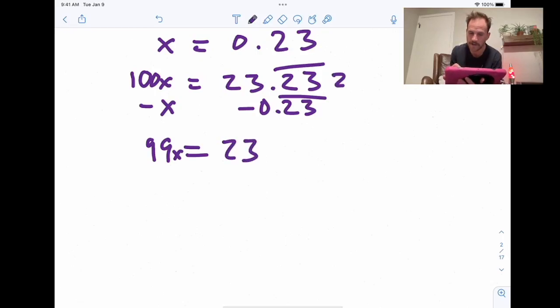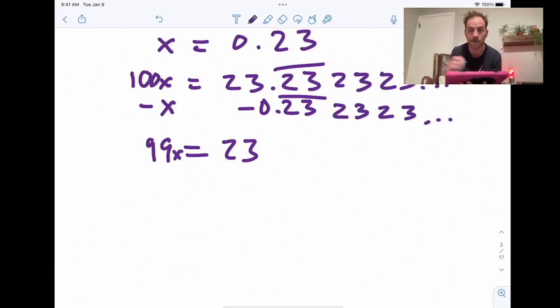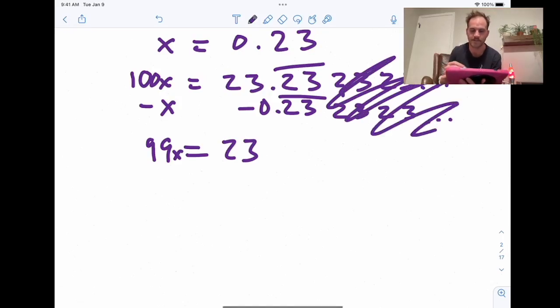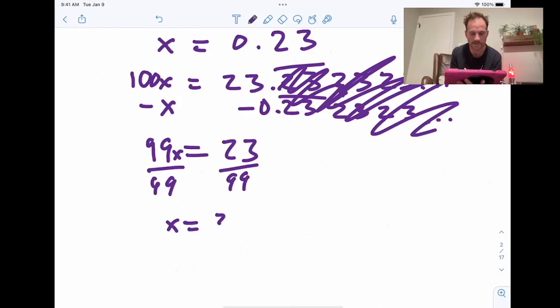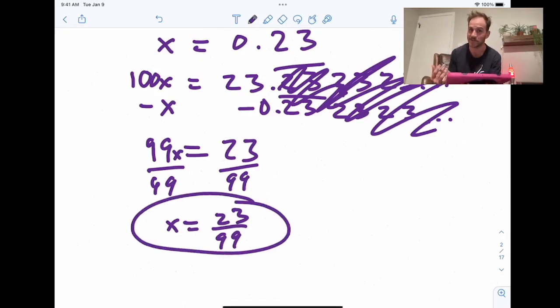Because remember here, we've got all these 2 3s that repeat on forever. And if x is equal to 2 3 repeated on forever, well, it just takes care of all of that and just leaves us with 23. Now, if we divide both sides by 99, we get x is equal to 23/99. And you can reduce that as much as you can. Here, we can't really reduce that, so that is our fraction.